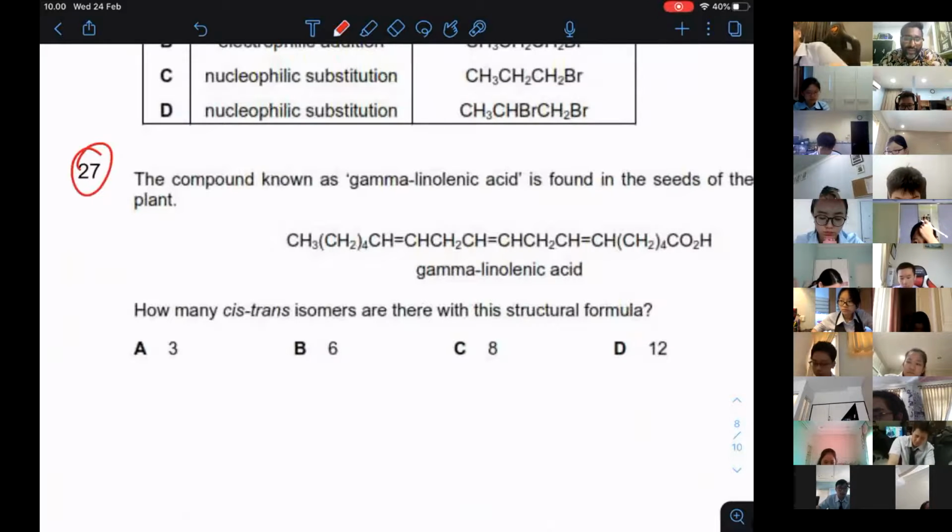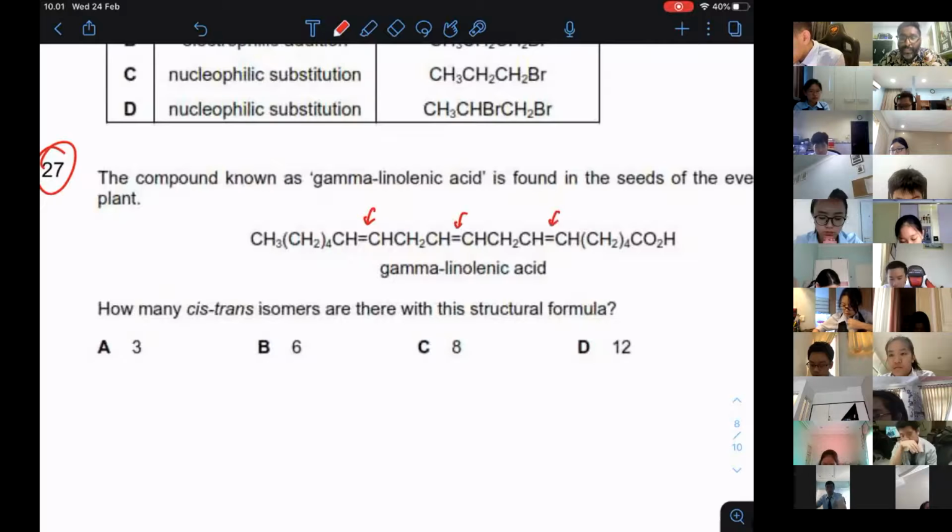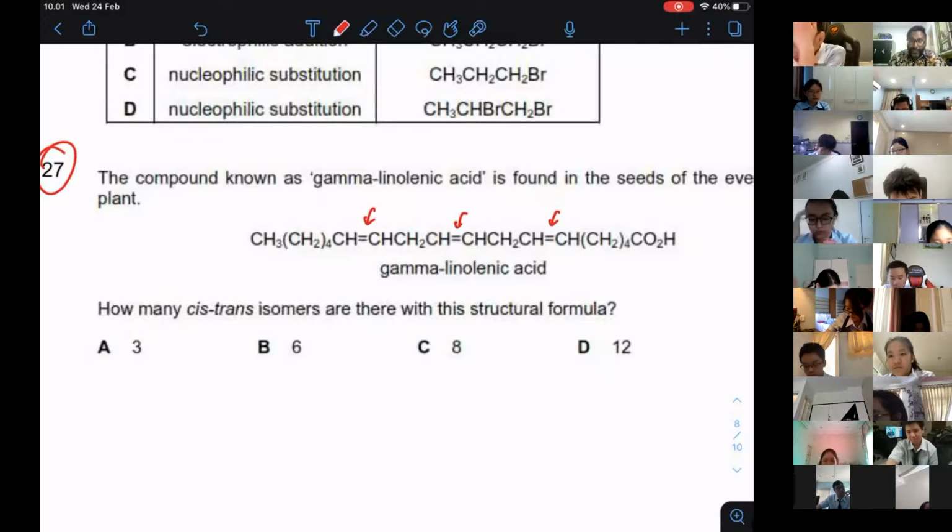Here they are asking how many cis and trans, not stereoisomer. And you can see there is a double bond here, a double bond here, and a double bond here. If it is cis and trans, you're not bothered whether they have a chiral center or not. Here, what is important is to find the carbons attached to the double bond. They have different groups: H, and this is a different group. CH, and then this is a different group.